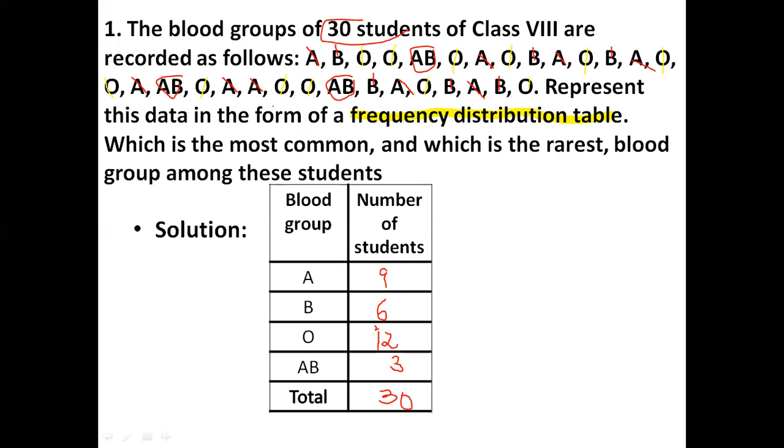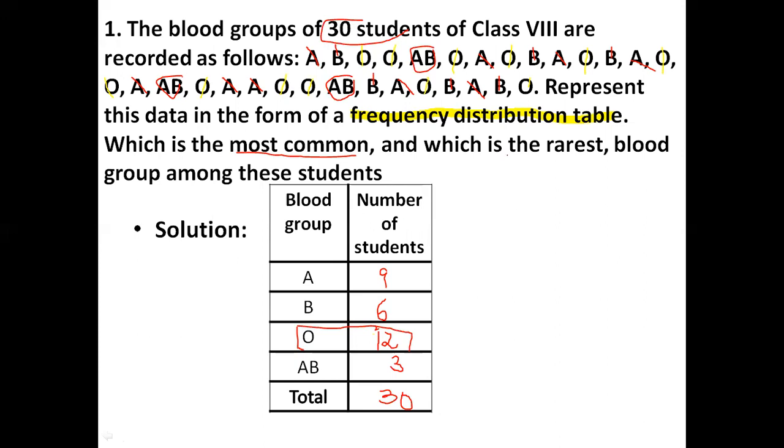Now we have another question. We need to find the most common blood group. For the most common, we have to see who has the highest frequency. Here we can see that O has the maximum frequency. That is, there are 12 students who have blood group O. So that will be the most frequent blood group.